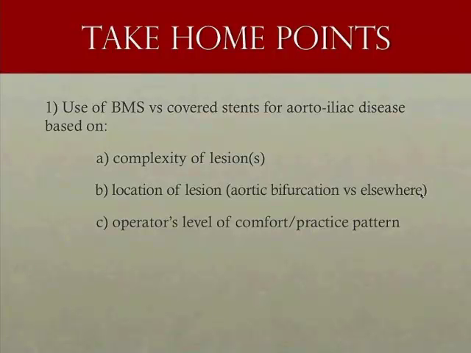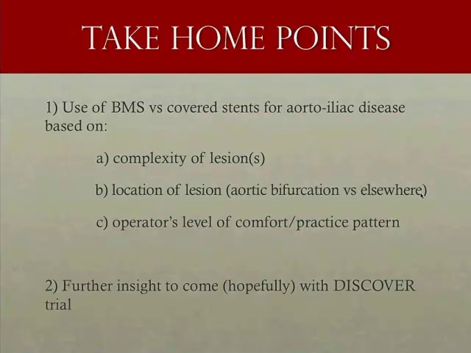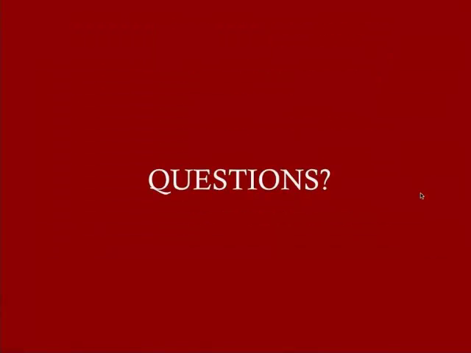Now, as you saw from my 2 cases, my style is generally to use a covered stent in the common iliac arteries, particularly when it involves the aortic bifurcation or the ostium of the arteries. In the external iliac artery, where I'm concerned about preserving the hypogastric artery, obviously a bare metal stent is more advantageous. So obviously there's some data out there. It's clearly not perfect, but I'm hoping that in the not too distant future we'll have further insight once the Discover trial results have been released. So with that, I conclude, and I welcome any questions that anyone may have.